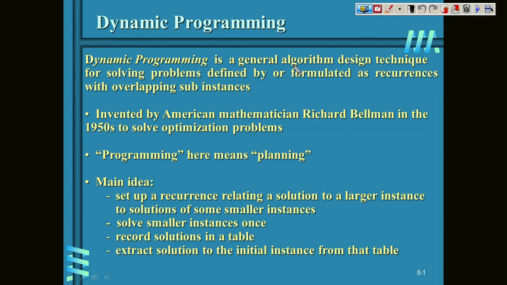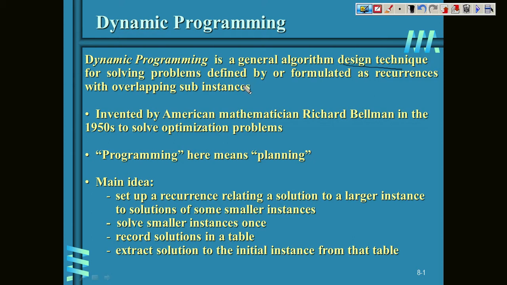So let us first read how dynamic programming can be defined. It is a general algorithm design technique for solving problems defined by or formulated as a recurrence with overlapping subinstances. So one of the key requirements of any problem that can be solved by dynamic programming is that the problem must be represented recursively, or you must be able to define a recurrence for the problem. Then the problem can be solved by dynamic programming.